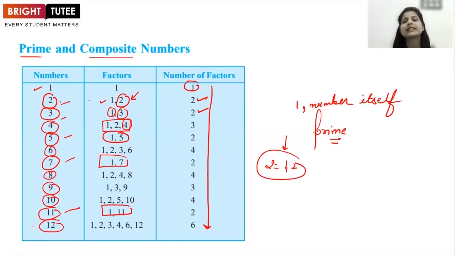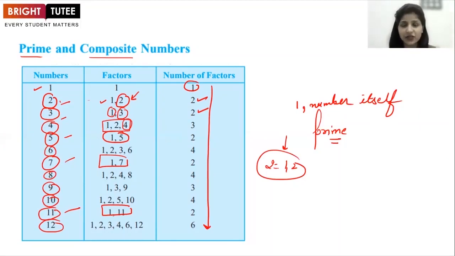Prime means they will have just 2 factors, not more than 2, and those 2 factors should be the number 1 and the number itself. Like 5, it has 2 factors. 1 is a factor of every number. Other than 1, 5 is the only number which will divide 5 exactly. So there are just 2 factors, 1 and the number itself.